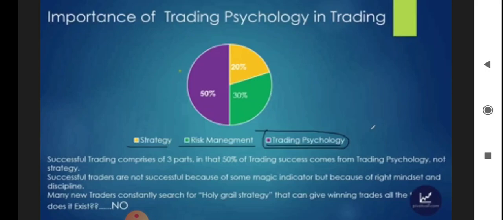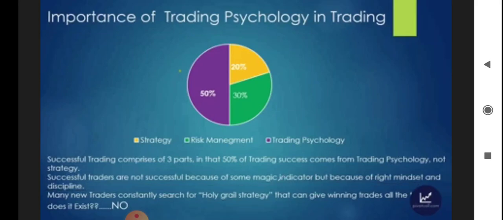Somebody can't control your mind or control your emotion, only you can control it. That is why trading psychology is very, very important. 50% of your success depends on how well you control your emotions or your mind. Successful traders are not successful because of some magic indicator, but because of the right mindset and discipline.